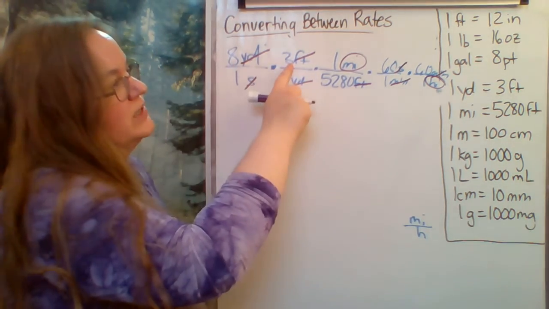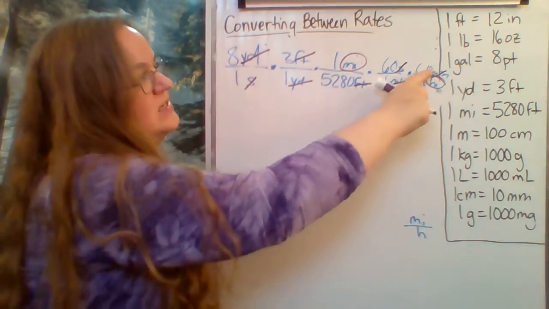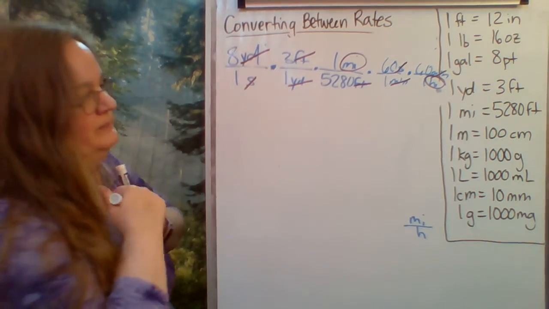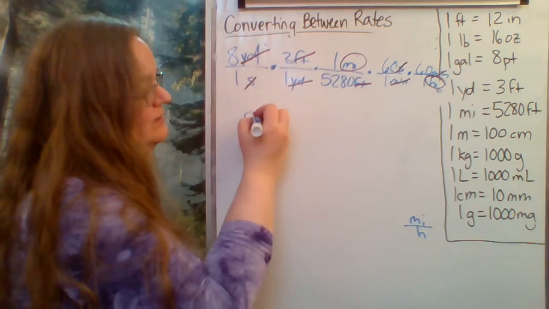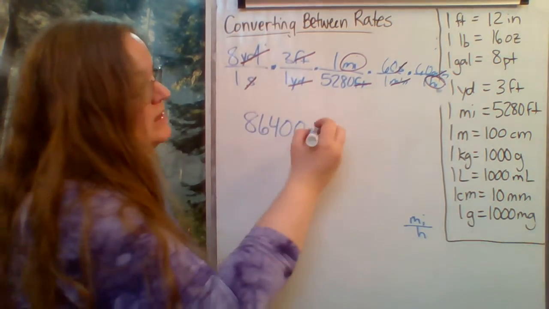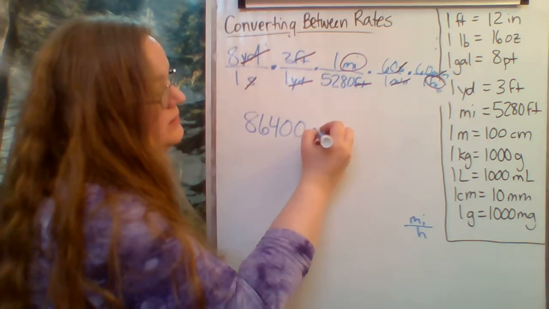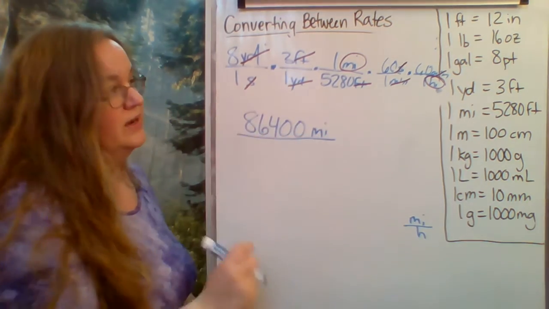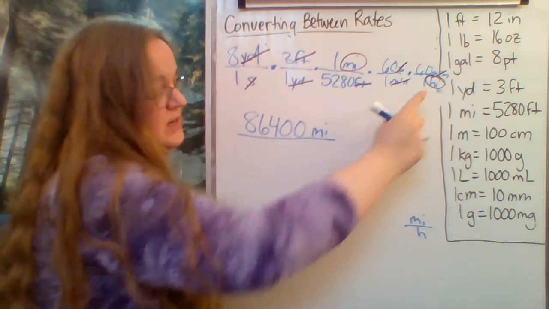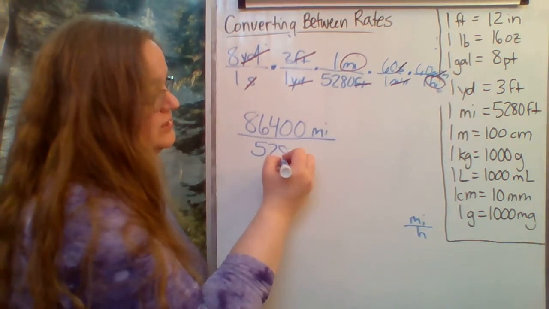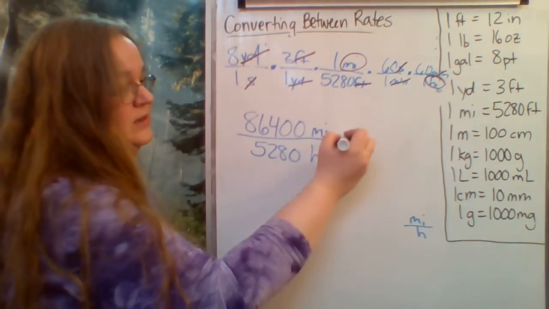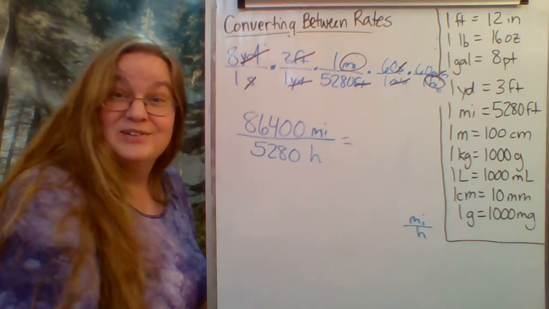8 times 3 times 1 times 60 times 60. And when you multiply all of that out on your calculator, you get this number. Okay? And that would be in miles. Divided by 1 times 1 times 5,280 times 1, which is 5,280. And we are left with hours. Okay? So your last step is to do that division problem.